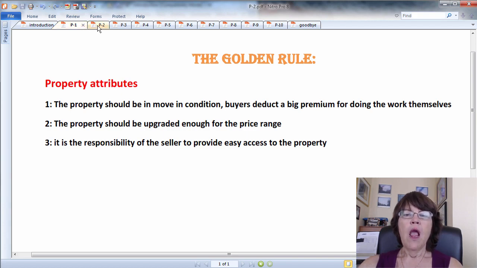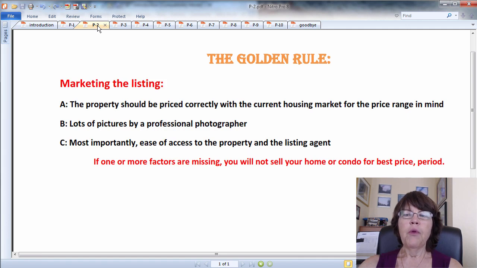Marketing the listing. A. The property should be priced correctly with the current housing market for the price range in mind. B. Lots of pictures by a professional photographer. C. Most importantly, ease of access to the property and the listing agent. If one or more factors are missing, you will not sell your home or condo for the best price, period.